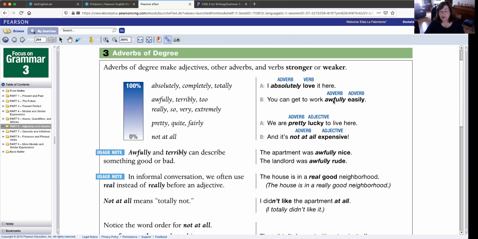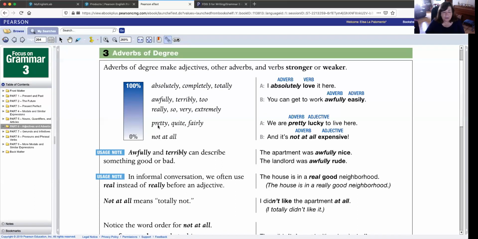You can get the work awfully easily, okay? Meaning you can get the work easily, and awfully is very similar to the word very: very easily. You may not have heard this word before. You certainly don't have to use it, but it will probably be in exercises in your book, okay?